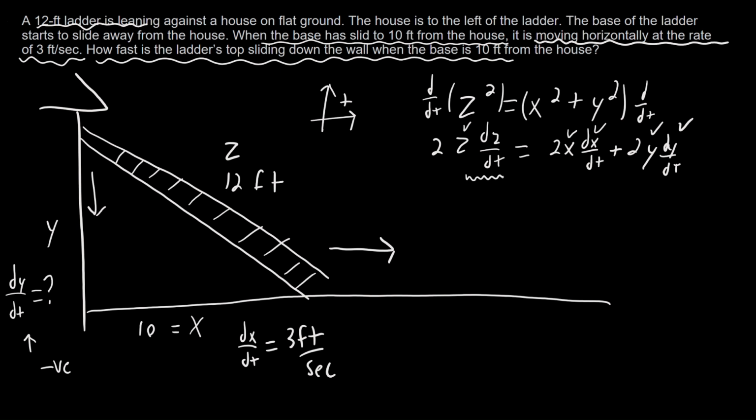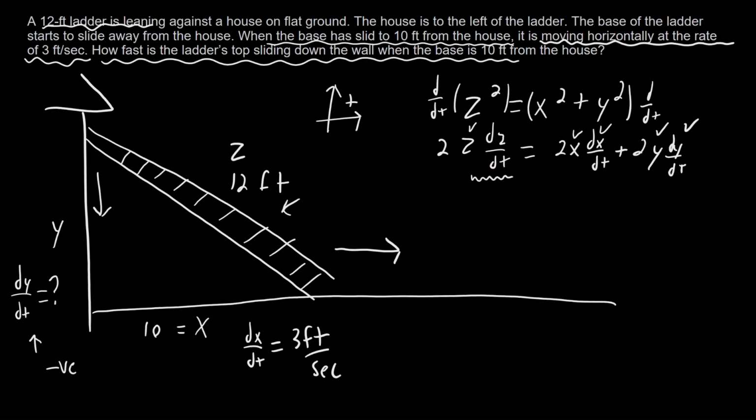So a lot of students get confused with what dz over dt means. dz over dt is how fast the ladder is changing length. So as it slides down the wall, we're going to assume that the ladder is not extending or collapsing. So dz over dt would be 0 because the ladder's length is constant. So let's write that. dz over dt equals 0.